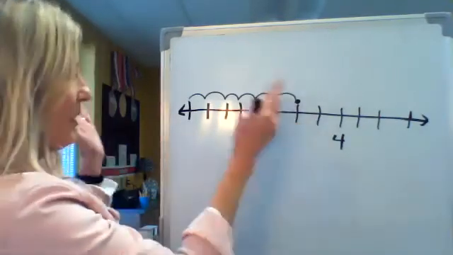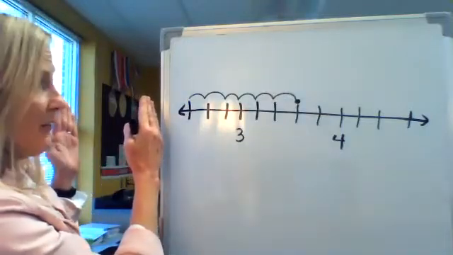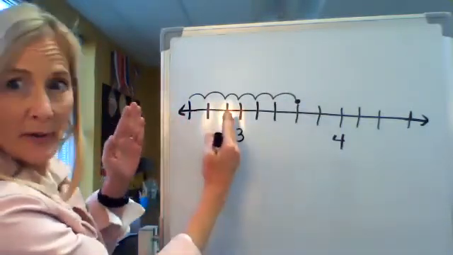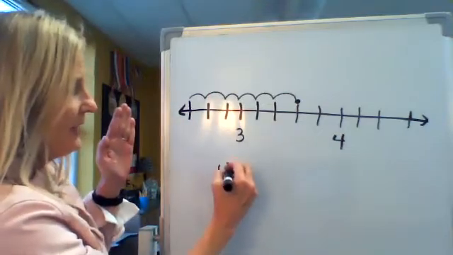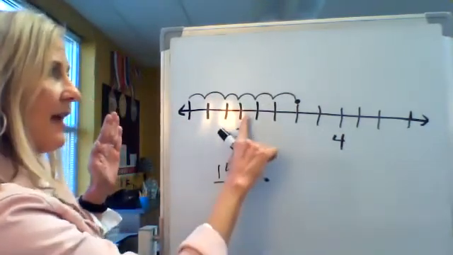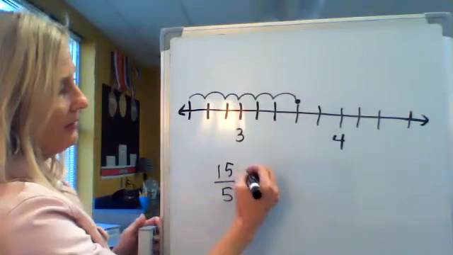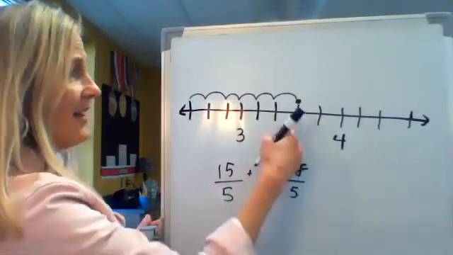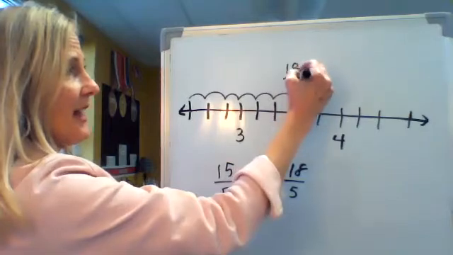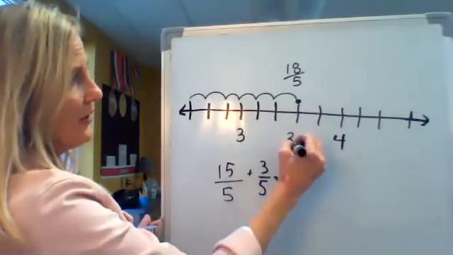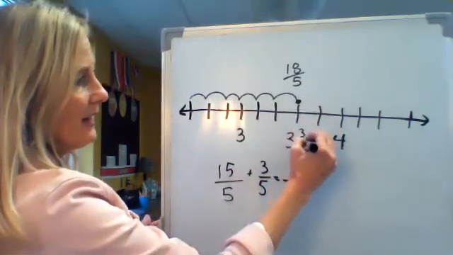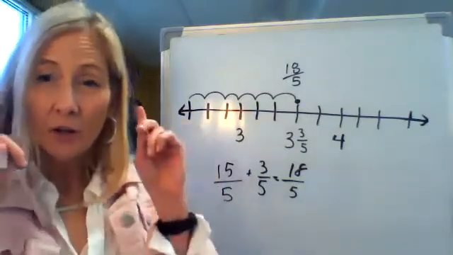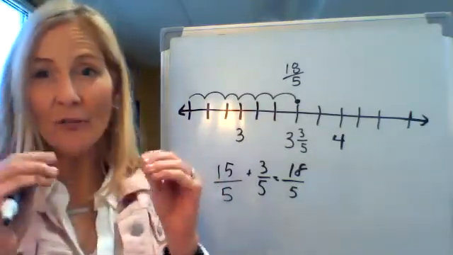Reason through it. Well, from 0 to 1 would be 5/5. From 1 to 2 would be 5/5. From 2 to 3 would be 5/5. I'm already up to 15 fifths. And then 1, 2, 3 more, plus 3 more fifths. This place right here represents 18 fifths, or 3 3/5.